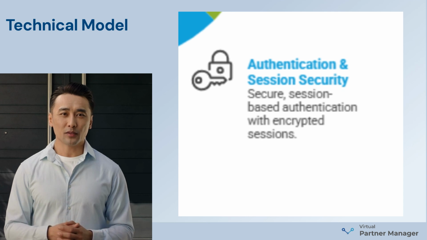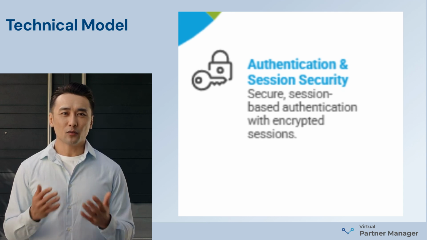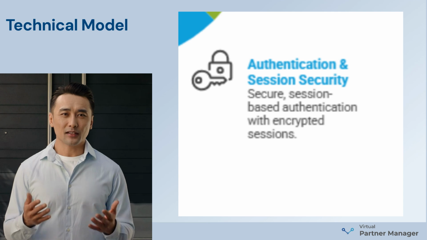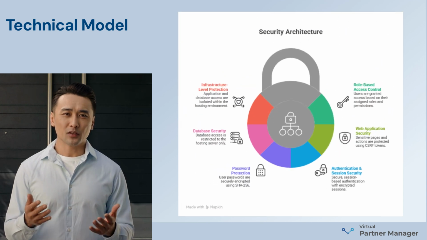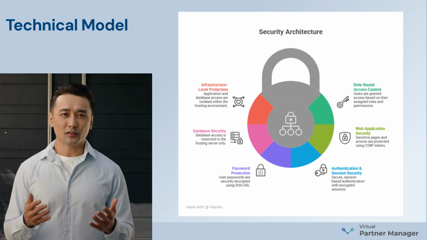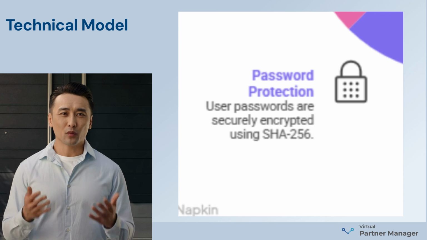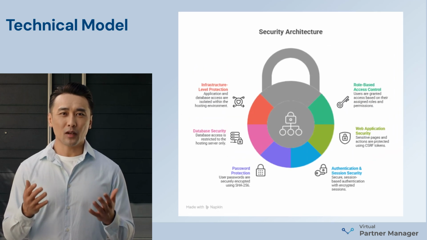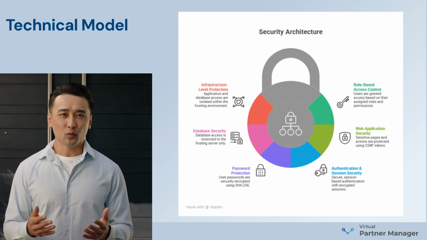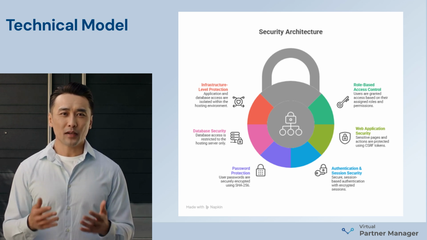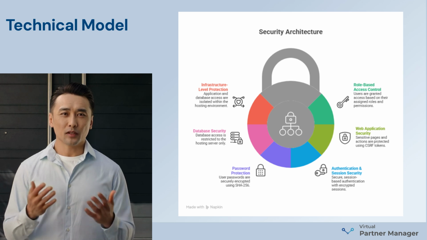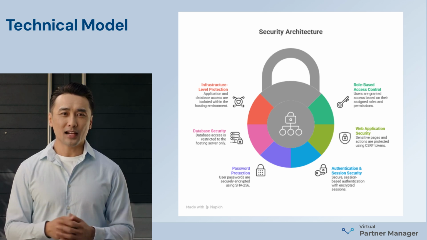Authentication and session security. Session-based authentication encrypts and manages user identity to prevent session hijacking, and automatic session validation and timeout mechanisms enhance security. Password protection. User passwords are securely encrypted or hashed using the SHA-256 algorithm and are never stored in plain text. Strong encryption makes passwords difficult to reverse or misuse, even in the event of unauthorized access.